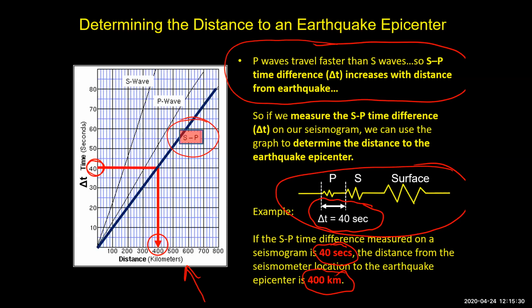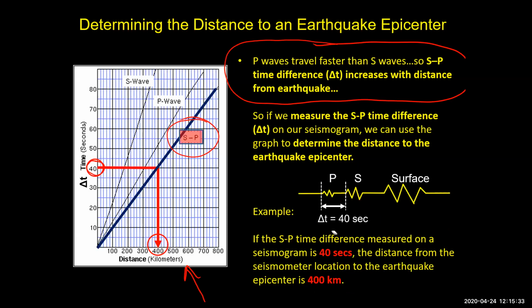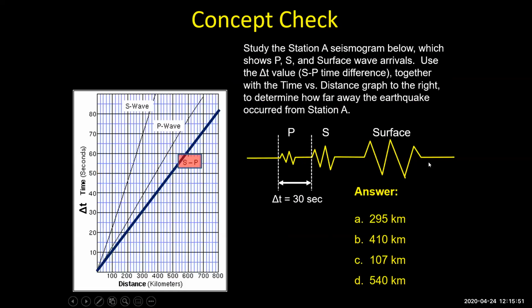So in general, and hopefully you can see this by now, both in the graph and just conceptually, that as delta T increases, as the gap in time increases between the first P waves and the first S waves, the distance to the earthquake increases. So let's do a quick concept check. Study the station A seismogram below. That's this one, obviously.